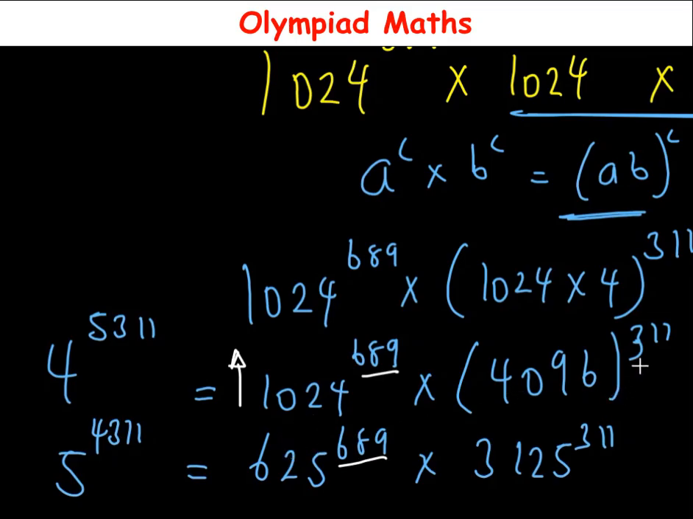Also, the power right here, 311, is the same as the power right here, 311, but the base numbers are 4096 and 3125. 4096 is the higher number, greater than 3125. So with this, we can conclude that the bigger number is 4 raised to power 5311. So this will give us the bigger number without using a calculator.